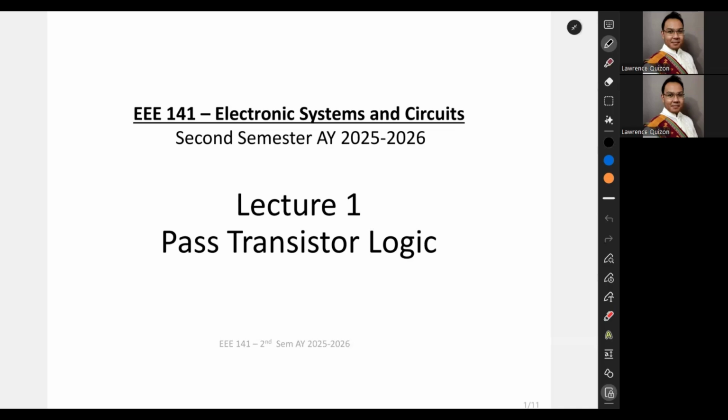All right. So for the final part of lecture 1, we'll be discussing pass transistor logic. This is an alternative logic family. So essentially, kapatid siya ng CMOS, no? But they're not supposed to be used at the same time. We choose one or the other to implement a specific logic.